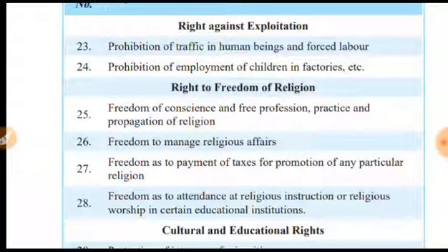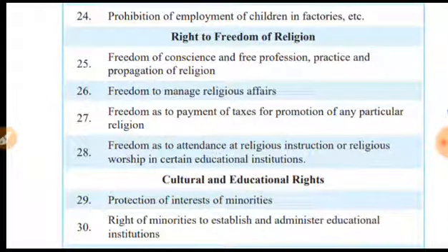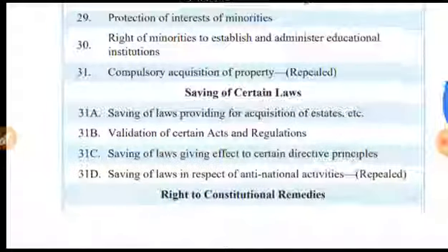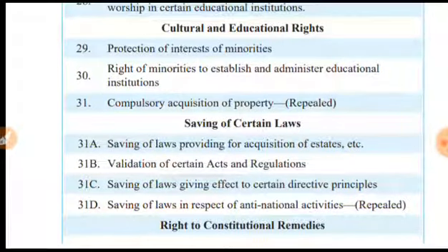And Article 27 is freedom as to payment of taxes for promotion of any particular religion. And Article 26 is freedom to manage religious affairs. Please remember cultural and educational rights. Article 29 is protection of interests of minorities, under cultural and educational rights.